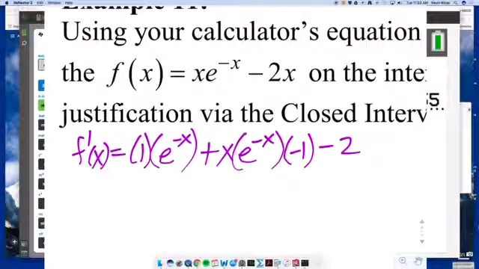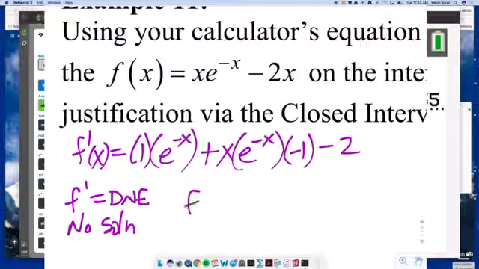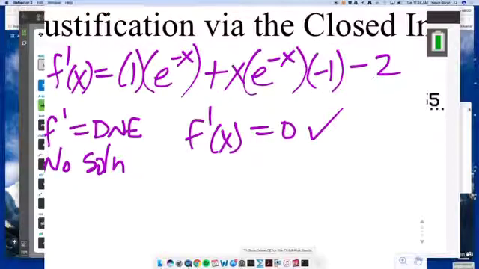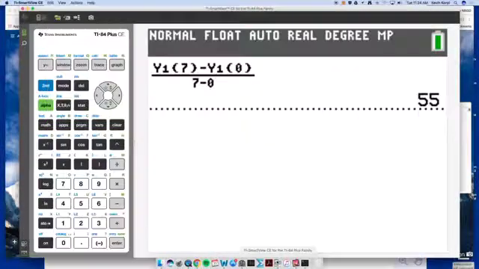Is this ever undefined? We always consider that first. No. For the same reason the original function was continuous, the derivative is continuous, so there's no solution for the DNE. But is it ever equal to 0? Maybe so. The only thing is I cannot solve this one using algebra. It's not a real easy way to do that. So this is where your calculator is going to be helpful. Since we have the derivative, you can graph the derivative and find where it's equal to 0. And in that case, I'm just going to say f prime equals 0 instead of writing out the entire expression. That's going to earn a check for your method.